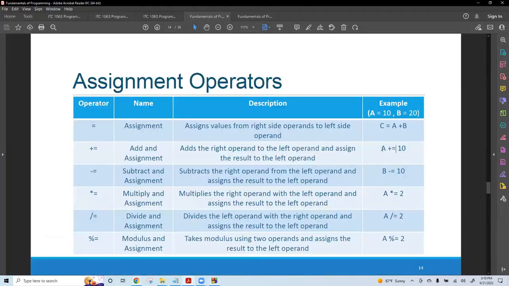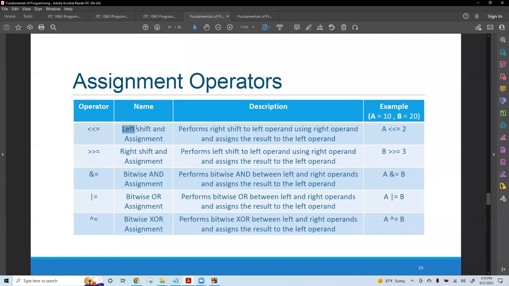Very, very simple. All the other assignment operators are the same. The final value is assigned to the left operand: add and assign, subtract and assign, multiply and assign. And left shift and assign: if you use this, A would be left shifted by 2 and the result would be assigned back to A.